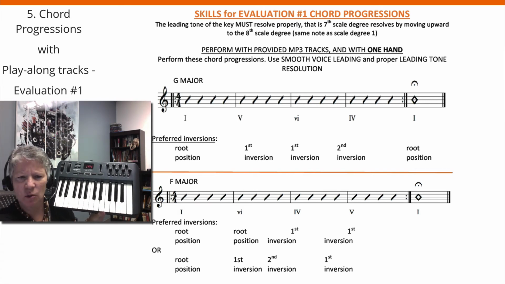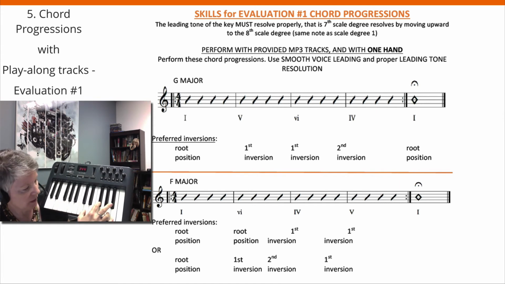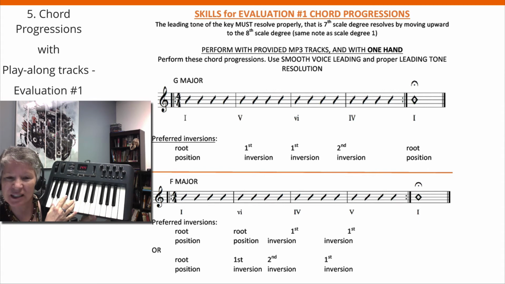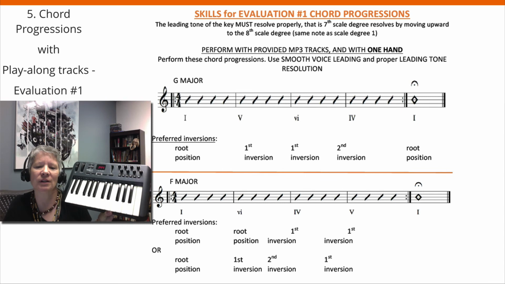Next, I need a 5 chord. What's the 5 chord in the key of G? 1, 2, 3, 4, 5, D major. That would be here, but I'm going to play it here. There's my D major. But in order to have smooth voice leading, I need to use, I'm pointing to the screen and you can't see it.